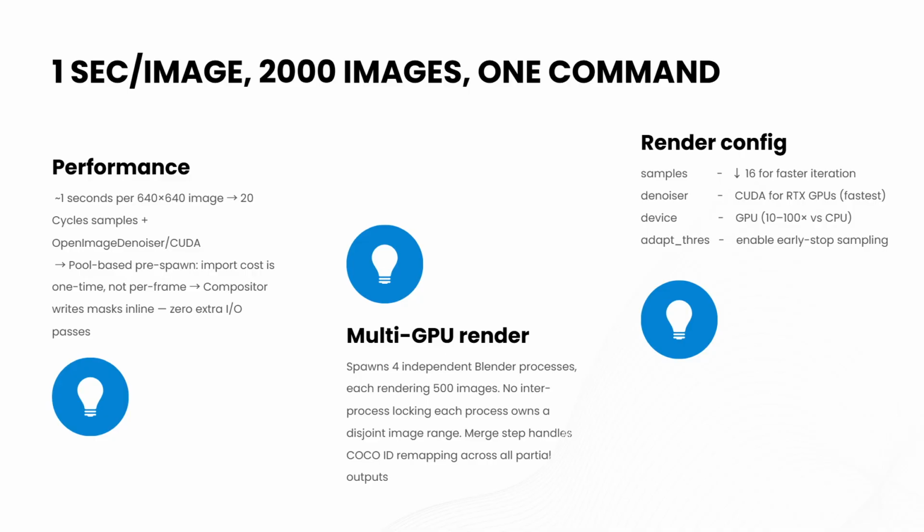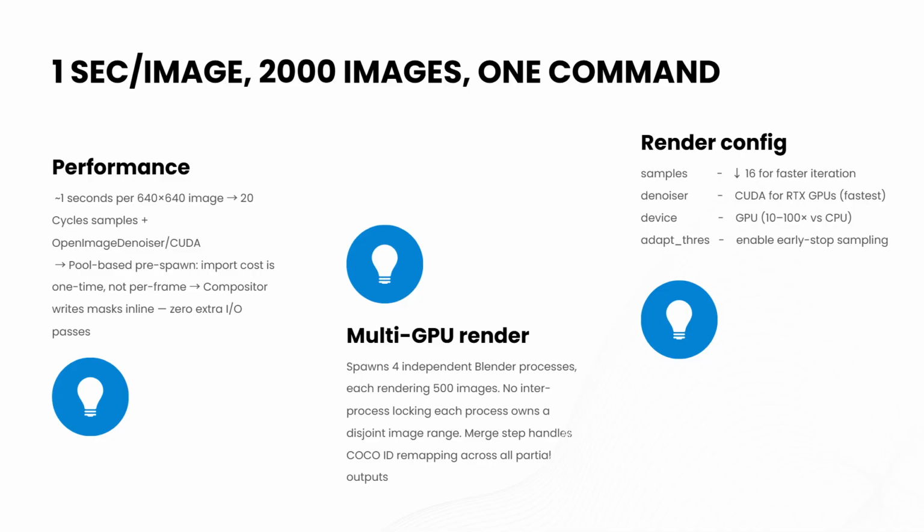640 by 640 resolution was within acceptable range for a YOLO V8 detection model, and we coupled our low sampling cycle with an image denoiser to not lose out too much on quality. Along with our pool-based strategy, we were able to really optimize our processing time. We also support multi-GPU rendering. Each GPU added will significantly reduce our rendering time.